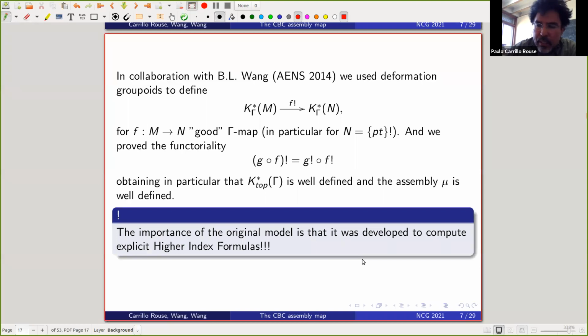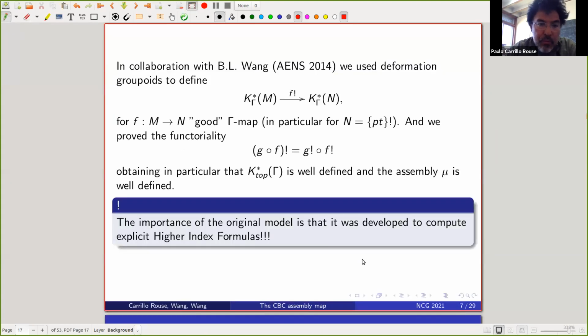But then, for me, the importance of this very nice idea of Baum and Connes in the original papers was that this model was, for me at least, developed to compute explicit higher index formulas. Every model has its own advantages and disadvantages, and computing is always a problem, of course, and for me, this model was developed for that. And then I will try to say some things about how to use this model to compute some formulas.